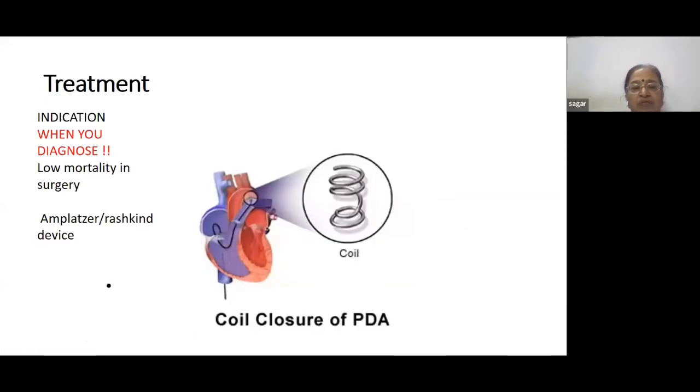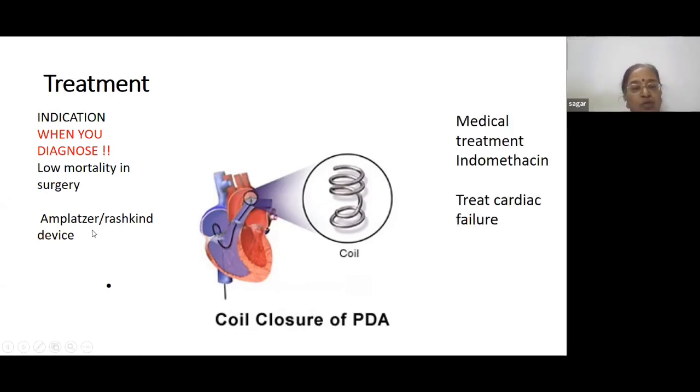What is the treatment for PDA? What is the indication? Whenever you diagnose a PDA, better to operate because there is a very low mortality. It's an extracardiac surgery. It's one of the simplest of surgeries. So surgical mortality is very low. So whenever you see a person with a PDA, good to suggest an operation because you don't want an Eisenmenger's to happen. And you can do either a surgery or you can do a coil closure. Here you can go and put a coil and close it with the devices that have been shown.